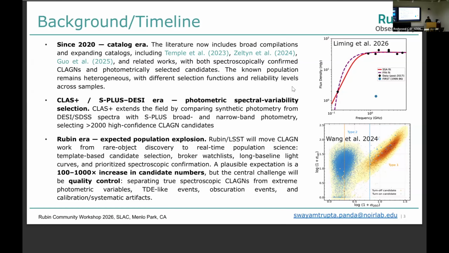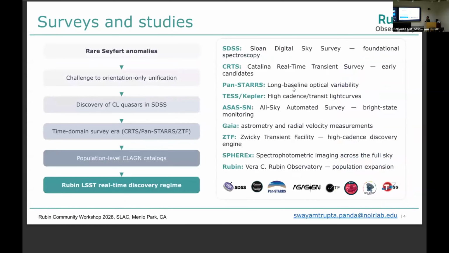And now as we enter the Rubin era, there are a couple of questions that we really want to answer. There is the expected population explosion that's going to happen, but how do we precisely and securely select candidates that are either changing look types or maybe an unknown type, which we have not even seen in past surveys? So in order to get started with that, we wanted to understand what surveys and studies have been done to date.